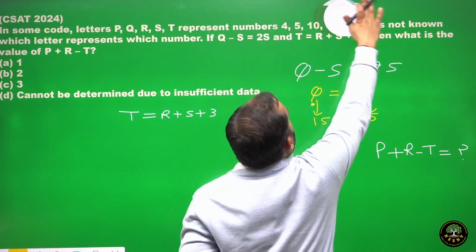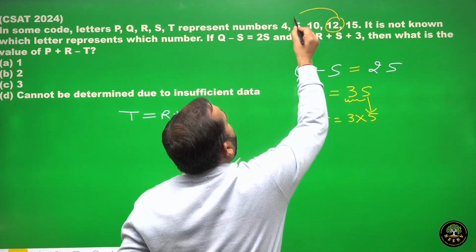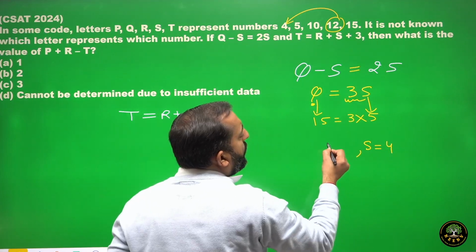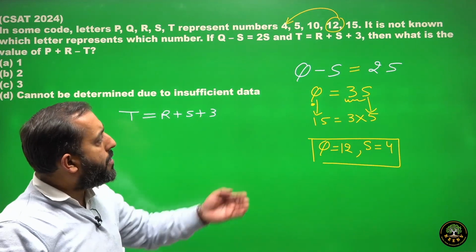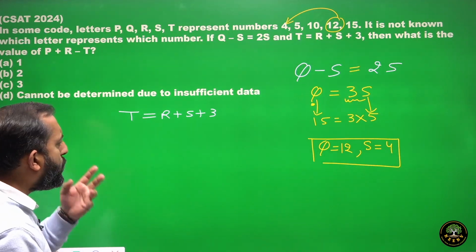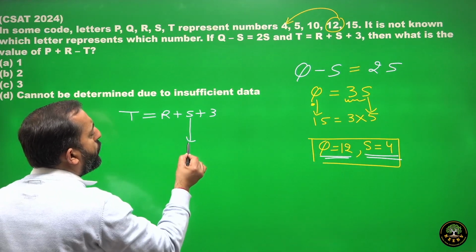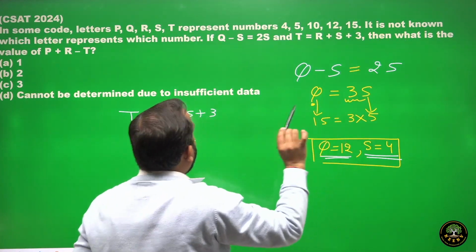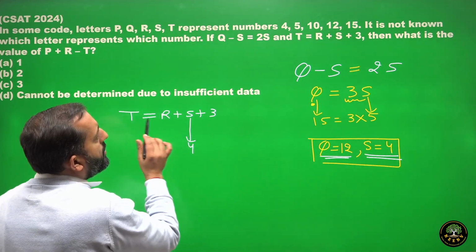Further, 12 is 3 times 4. So, the value of S can be 4 and the value of Q can be 12. So this is the second possibility as per the given information. Now from this possibility, suppose S is equal to 4 and Q is equal to 12. Let's check out this case now.